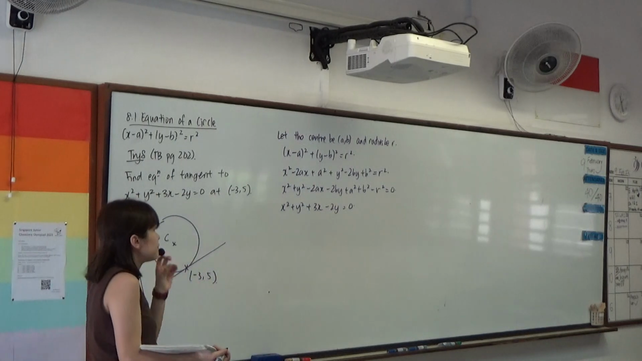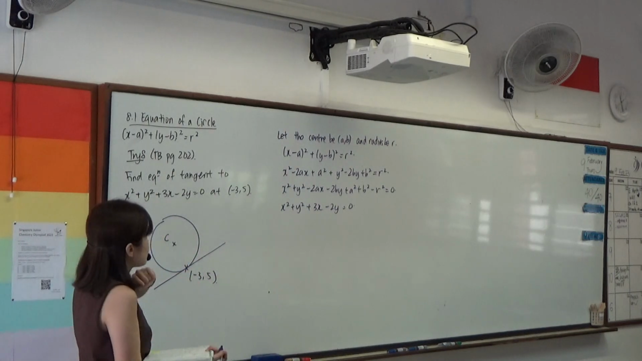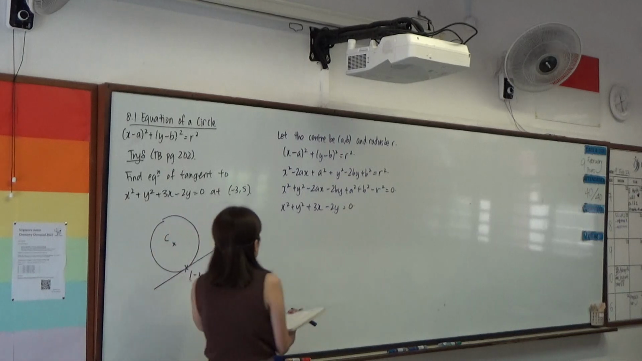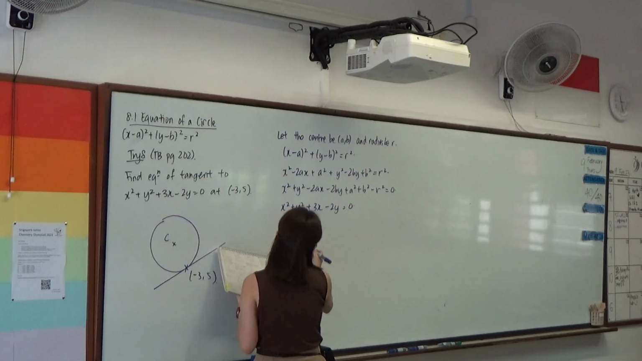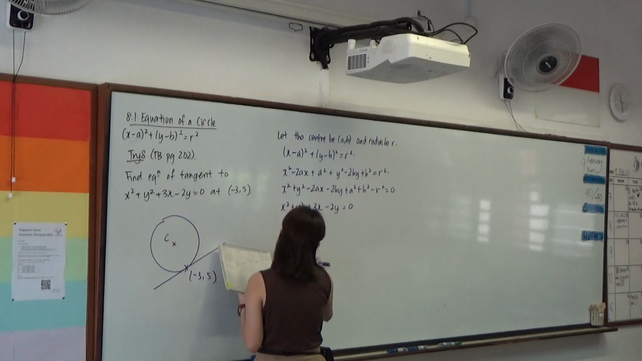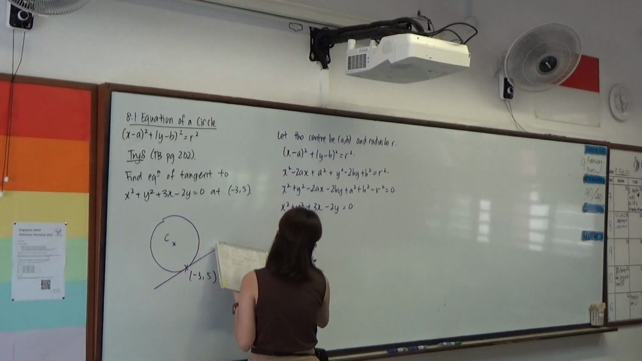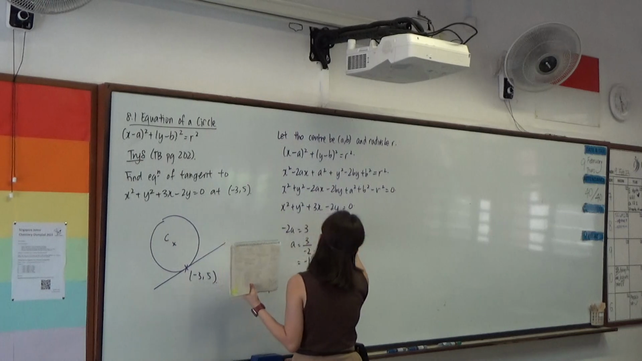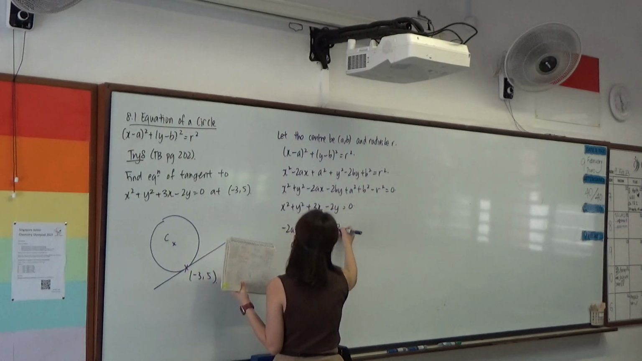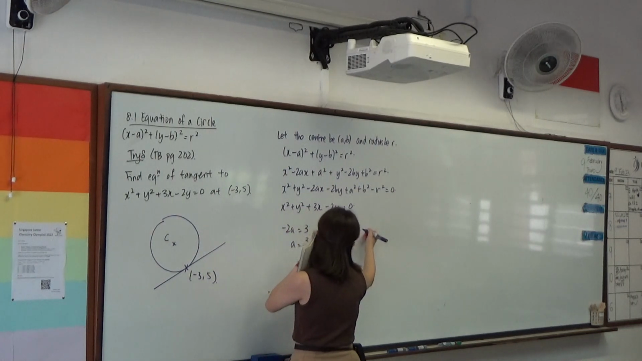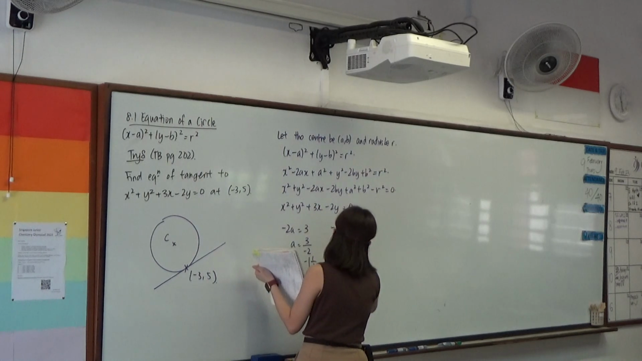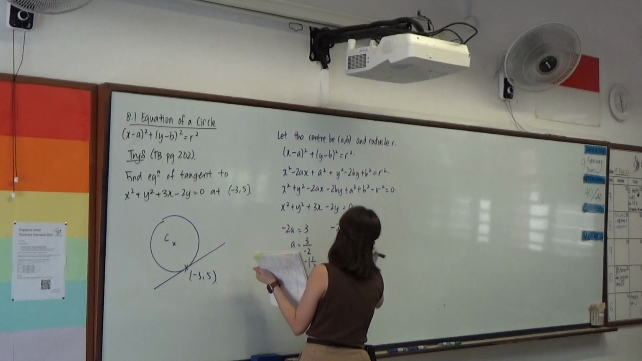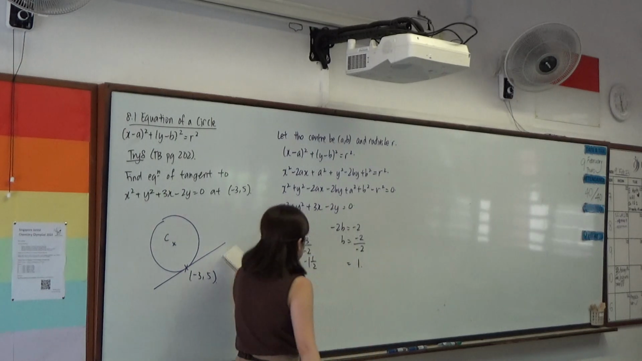In the general form, we compare it to the equation of the circle that we are given, such that we can find that -2a equals 3 and a equals 3 over -2, so -1.5. Likewise, for our -2b, that equals -2. Hence b equals 1.